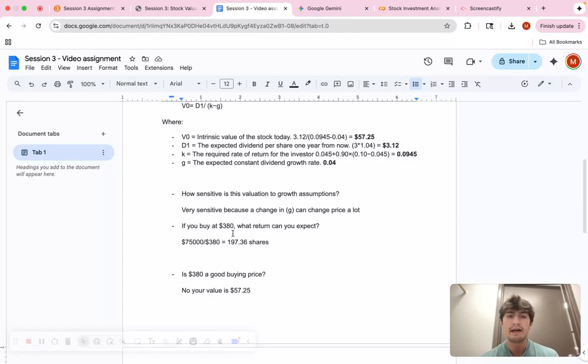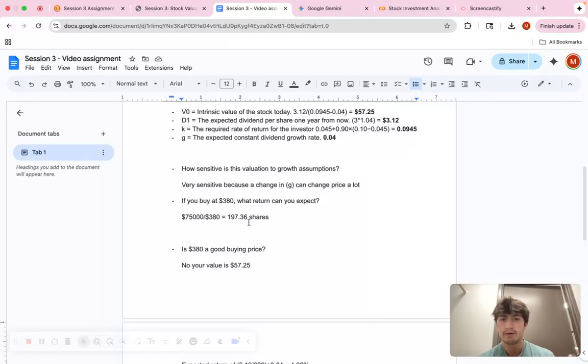So if you buy at $380, you get 197.36 shares just by taking the total price by the each individual share price. So we'll get back to that number, how much you're expected to return.